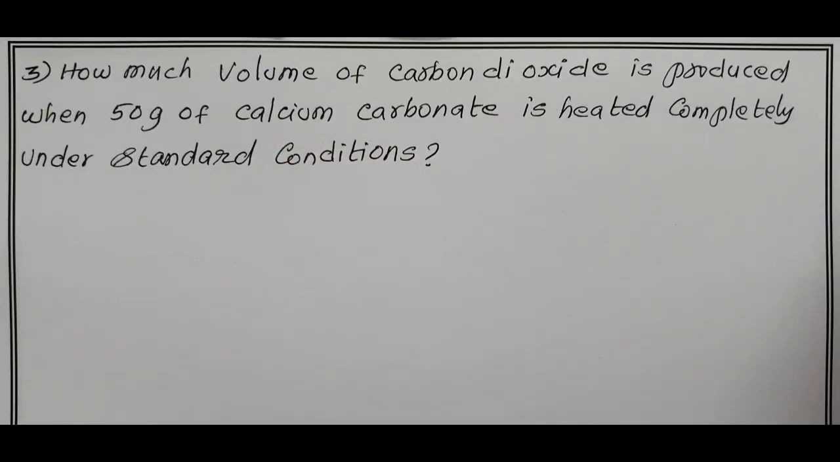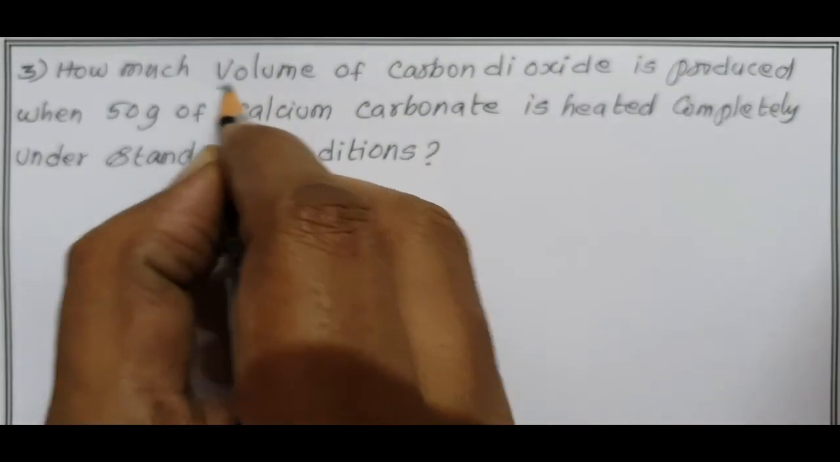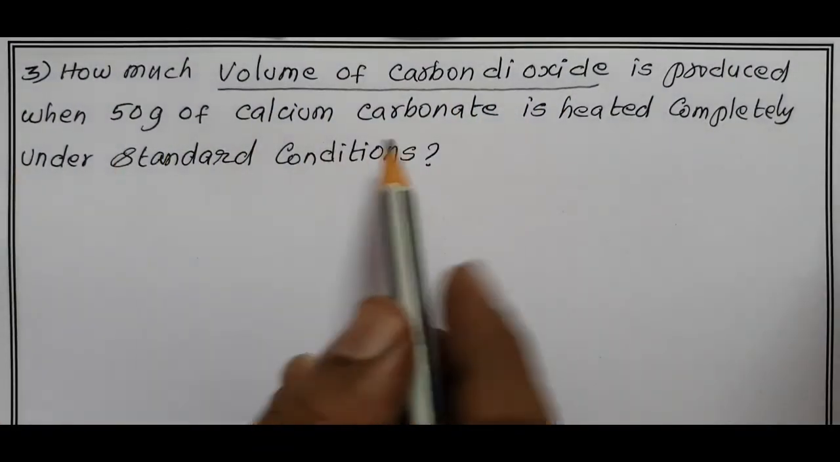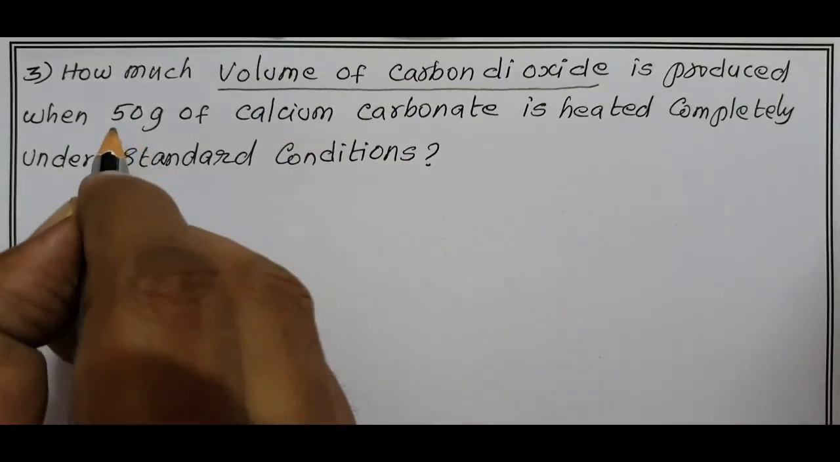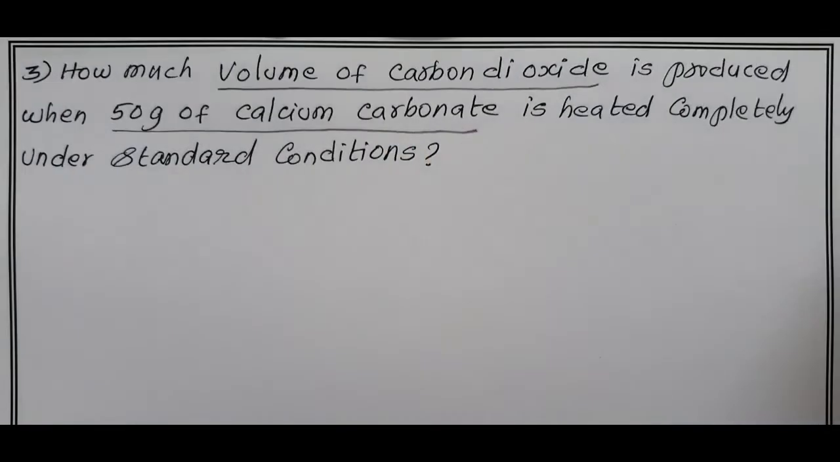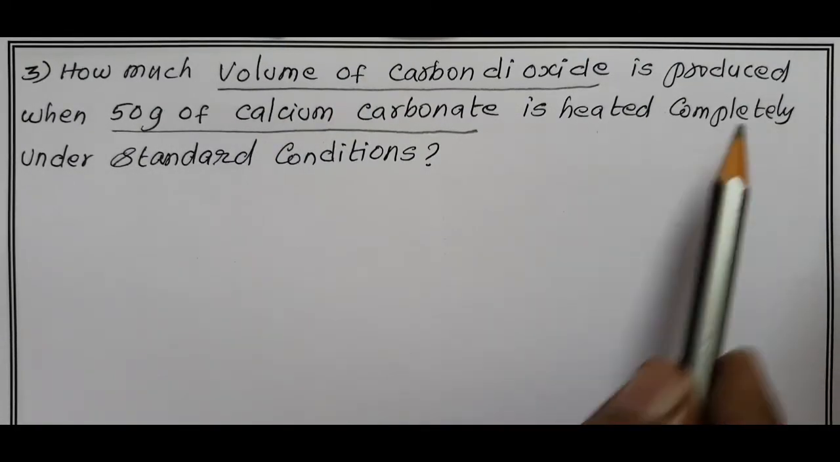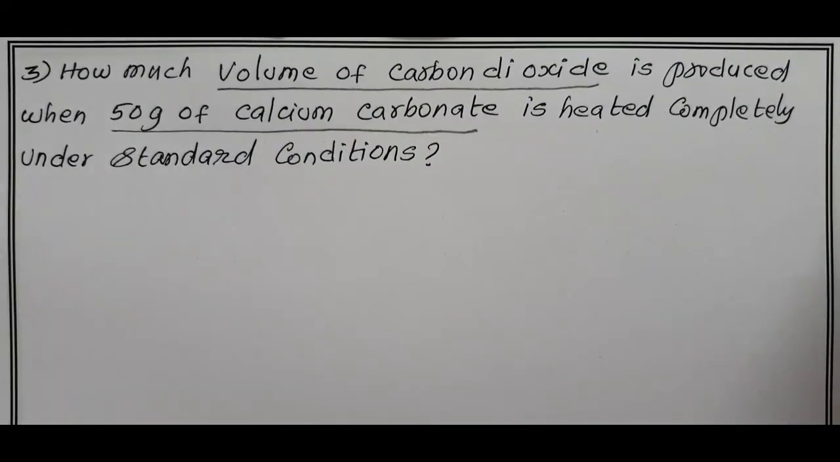Problem number 3. How much volume of carbon dioxide is produced when 50 gram of calcium carbonate is heated completely under standard condition? Volume of carbon dioxide is asked. Amount of calcium carbonate is given, volume is asked.